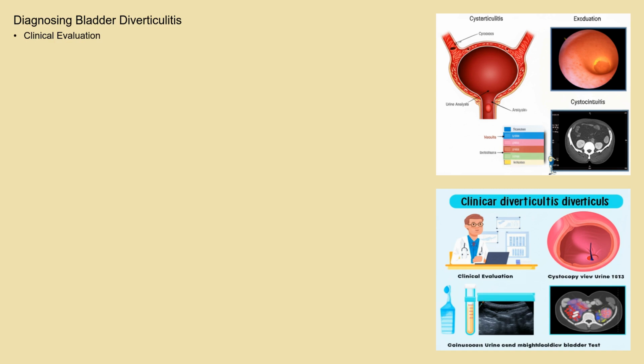A CT scan with contrast or an intravenous pyelogram (IVP) can also be used to identify diverticula and assess the overall urinary tract. A cystourethrogram (VCUG) can also be helpful to evaluate bladder emptying and detect any reflux of urine into the diverticulum or ureters.